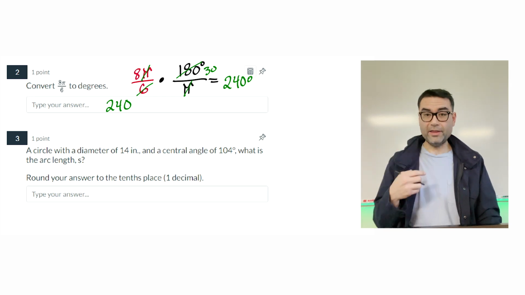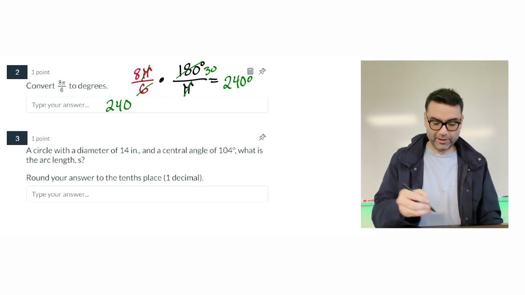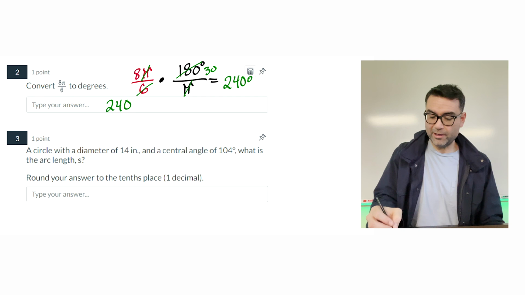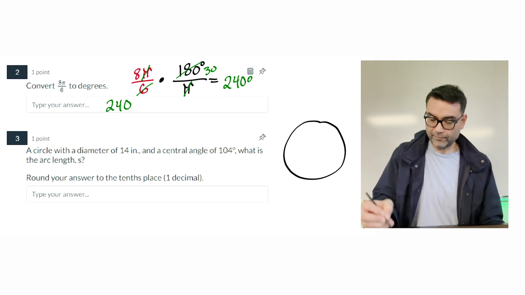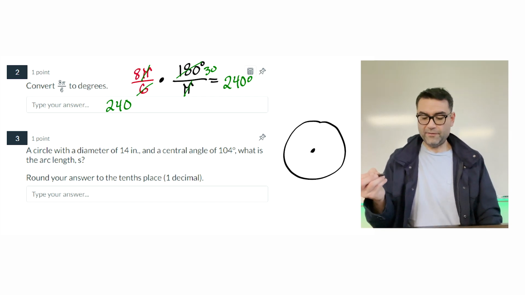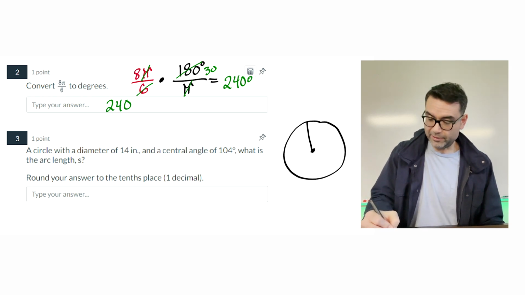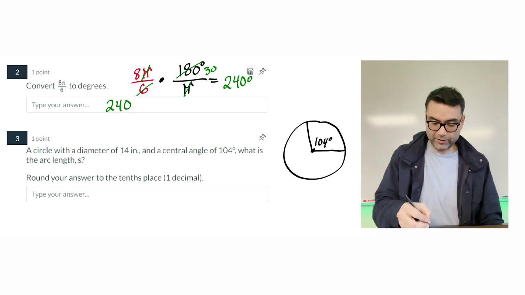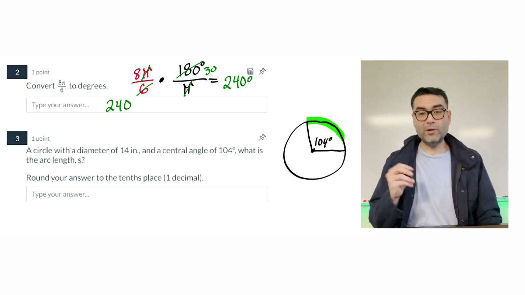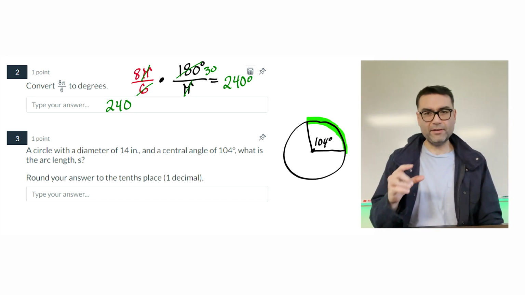Number three, a circle with diameter of 14 inches and a central angle of 104 degrees. What is the arc length S? If you're unfamiliar with what arc length is describing, you have a circle, we have a center, and if you cut out a slice of 104 degrees, it might look something like this. We're trying to find the arc length, meaning the length of that arc, which is like a piece of the circumference.